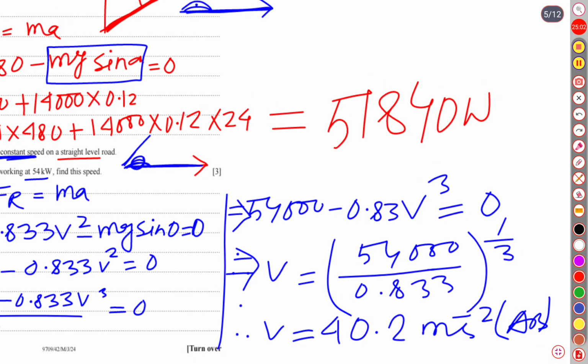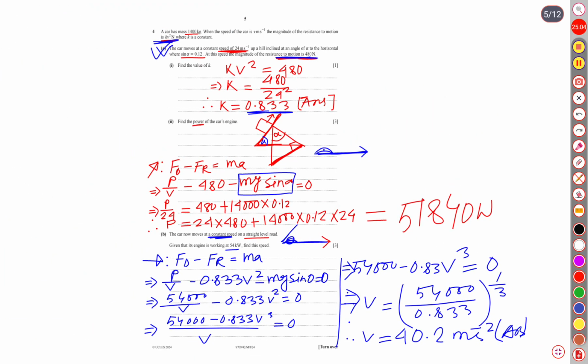So what have we learned from this solution? This is not exceptional to the previous one. We have applied the same concept to find the required quantities, but the difference between the second parts of A and B is that in B the car was moving on a horizontal straight level road where the angle is 0 degrees, and in the previous case the angle was alpha. That is the difference. Otherwise the whole concept was identical. I think you have understood it well.